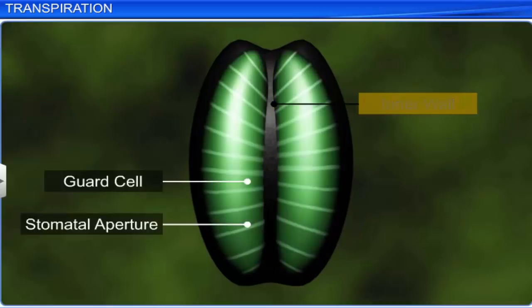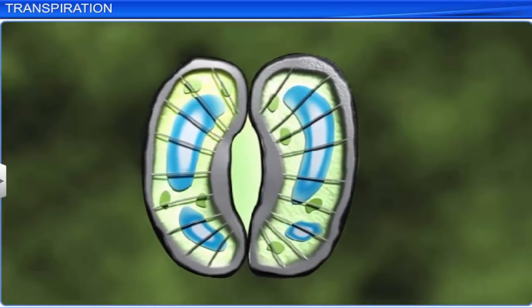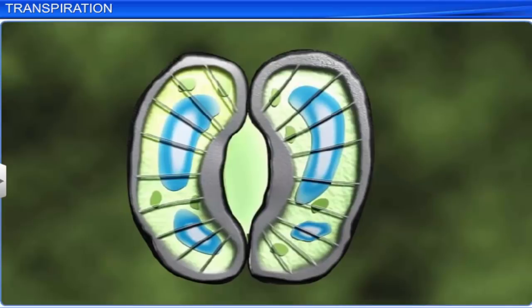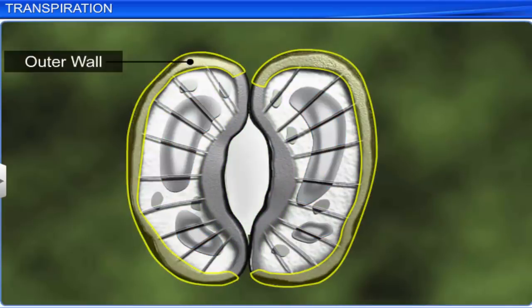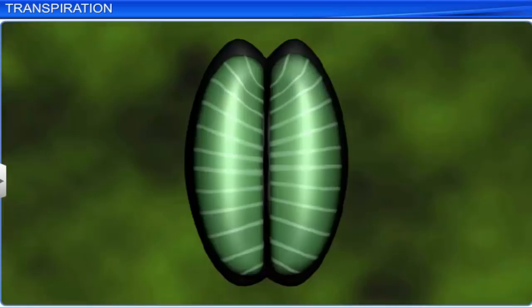The inner wall of each guard cell is thick and elastic. When turgidity inside two guard cells increases, the outer walls bulge and force the inner walls to take the shape of a crescent. The radial orientation of the cellulose microfibrils in the cell wall of the guard cell helps open the stomata. When guard cells lose turgor, they become flaccid, while the elastic inner cell walls regain their original shape, leading to the closure of the stomata.